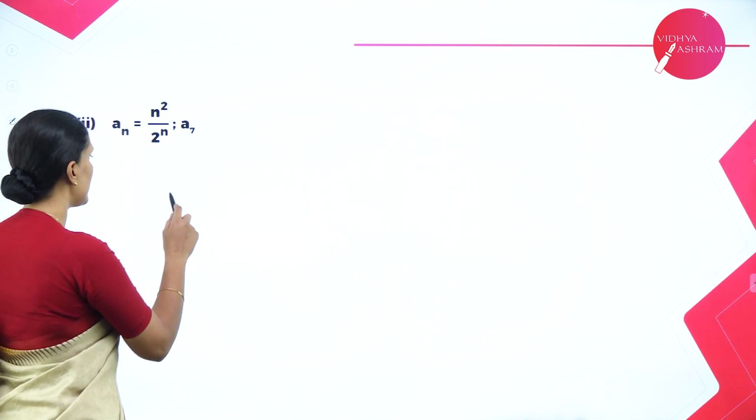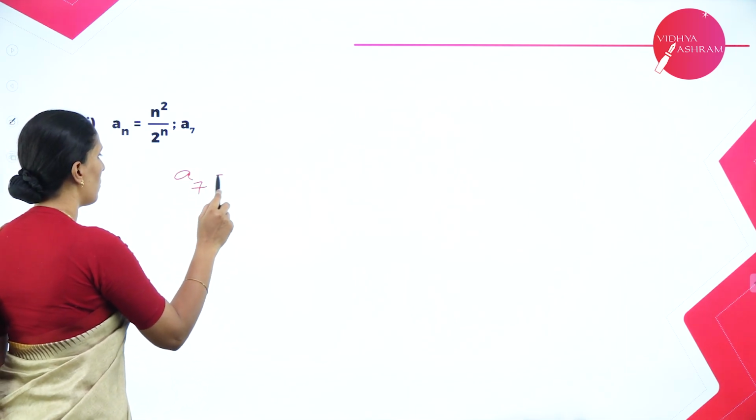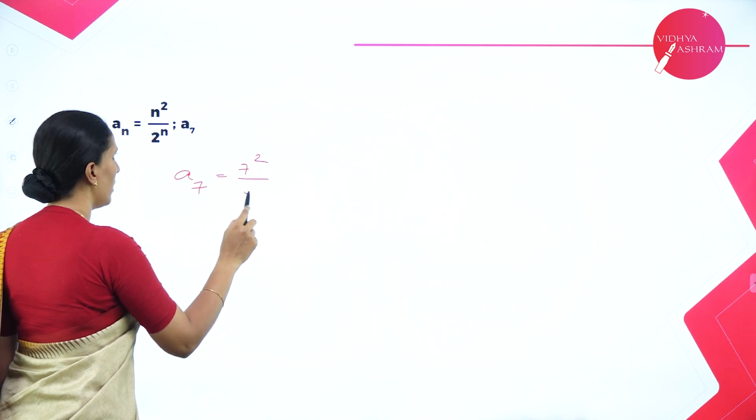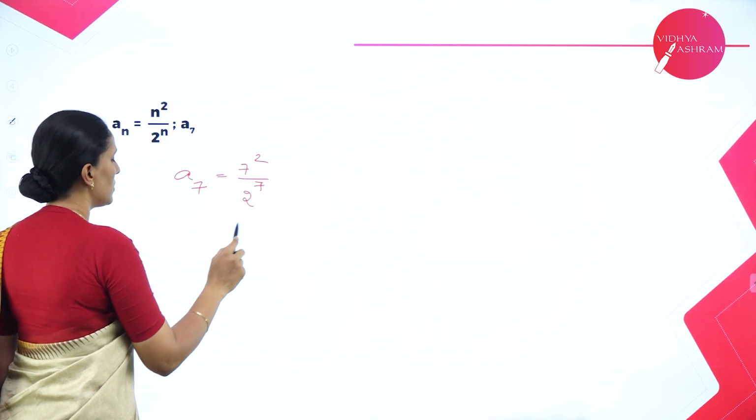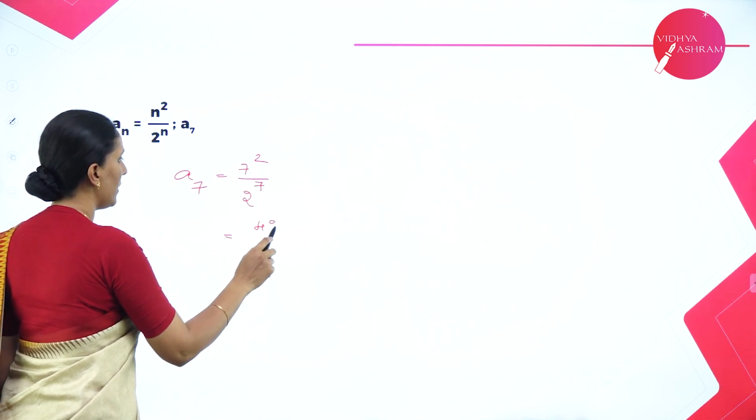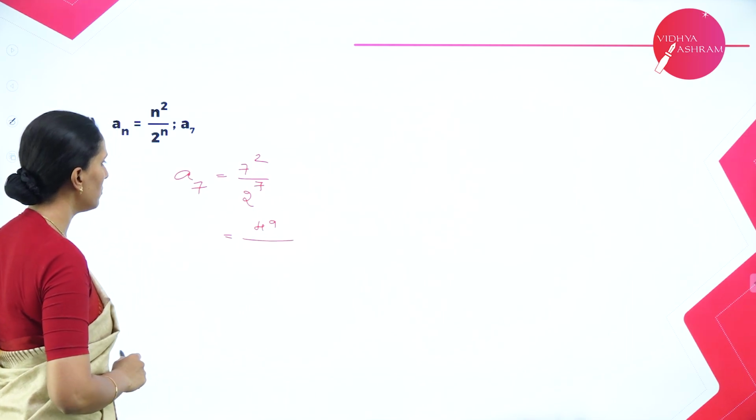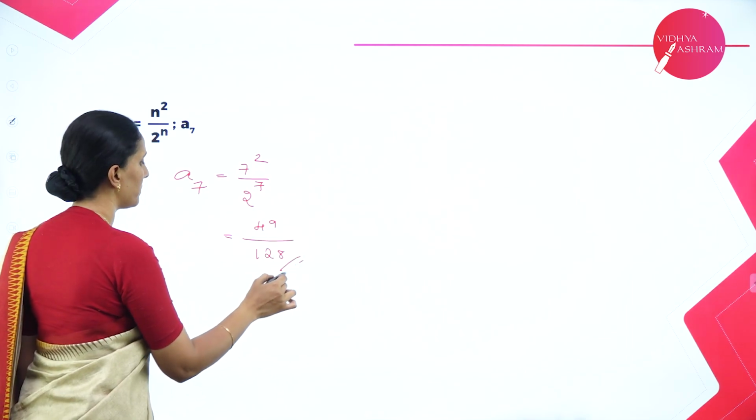Next question, a_n is equal to n square divided by 2 power n. We need to find a7. So a7 is equal to 7 square divided by 2 power 7. So 7 square is 49. 2 power 7 value is 128.